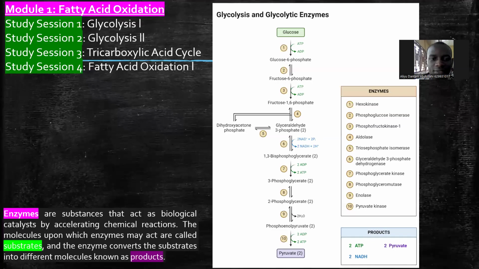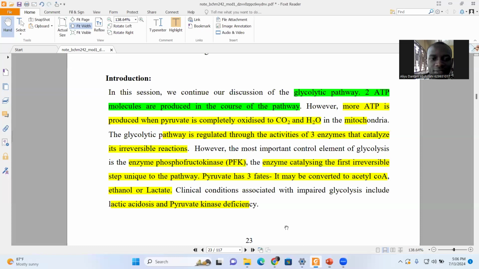All right. This 3, phosphofructokinase 1. So phosphofructokinase 1 is the most important regulatory enzyme in the glycolytic pathway. So it is the enzyme catalyzing the first irreversible step unique to the pathway.